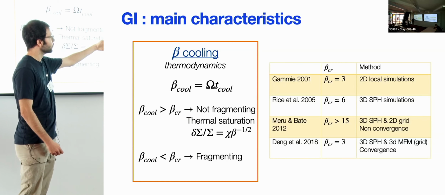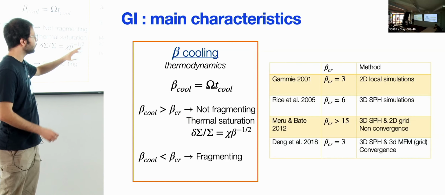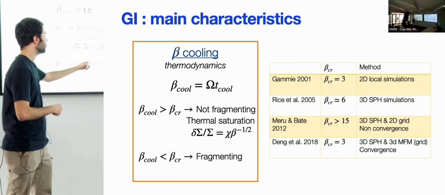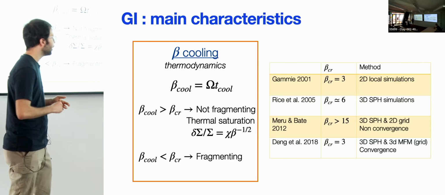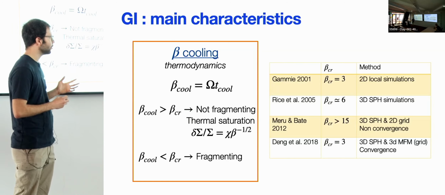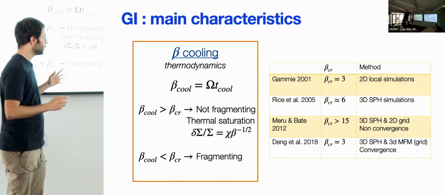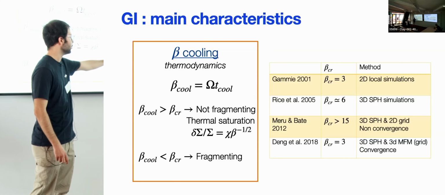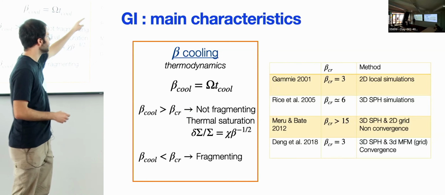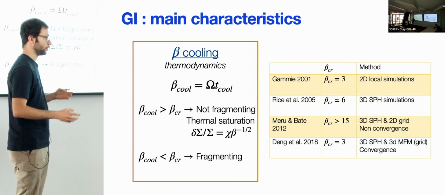Then Rice et al. in 2005 performed three-dimensional SPH simulations, and they found that the critical value should be around 6. But then, I mean, a lot of other studies have been done, like the one from Meru and Bate in 2012, and they found that the critical value should be higher than 15, but they did not find convergence between 3D SPH codes and 2D grid codes. And I think that the last work here has been done in 2018 by Deng, and they found that the critical value is 3, so like the first one, and they found convergence between 3D SPH codes and grid codes.